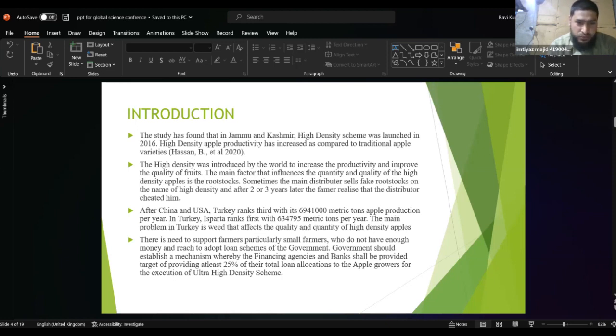There is a need to support farmers, particularly small farmers who do not have enough money and reach to adopt the loan schemes of the government. Government should establish a mechanism whereby financing agencies and banks should be given a target of providing at least 25% of their loan allocation to the apple growers for the execution of the ultra-high-density scheme.